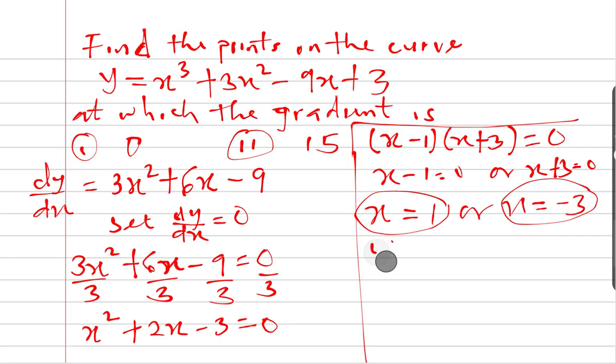So you now say that if x is equal to 1, from this place you now put it inside this equation that we have here. Anywhere you see x, you put 1. No, sorry, I think I am mixing it up. Now look at it. Our question says that we should find the point on the curve at which the gradient is equal to 0. And when you use the gradient at 0, you got x equal to 1 or x equal to minus 3.